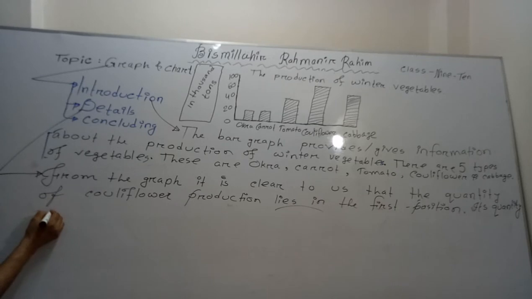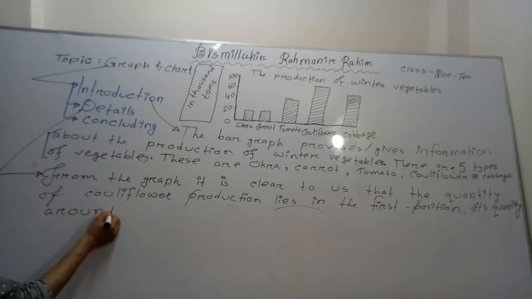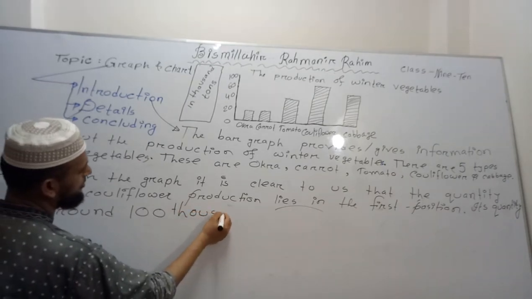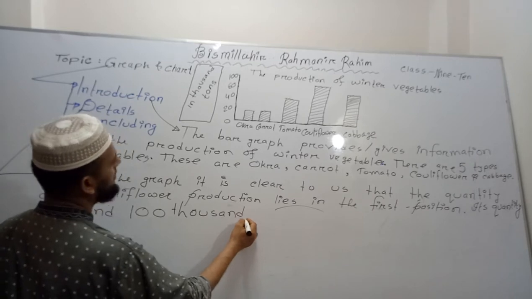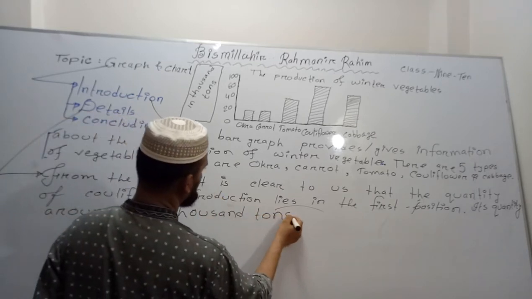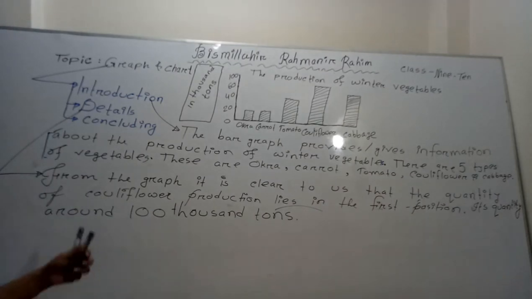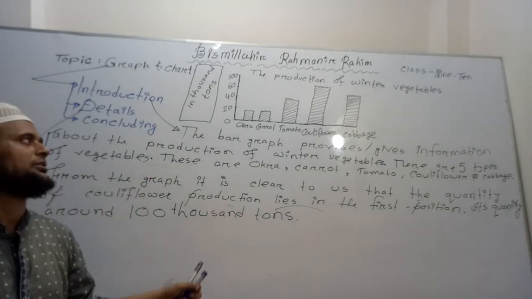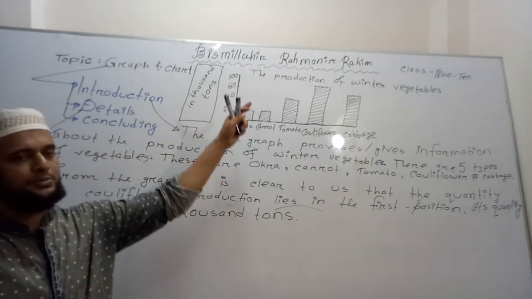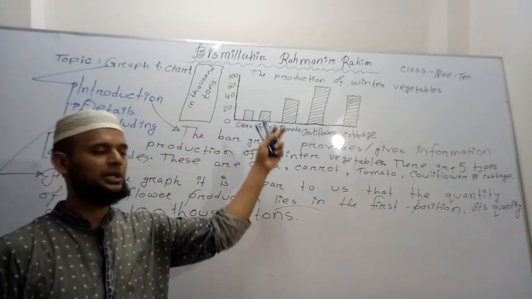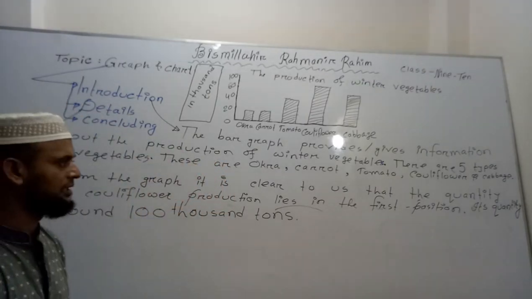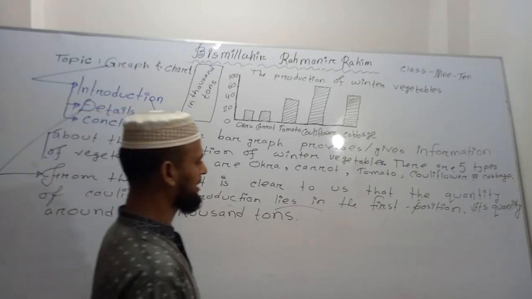Its quantity is around 100,000 tons. This quantity is around 100,000 tons. It holds the first position according to the production. It has been produced abundantly, we can say.